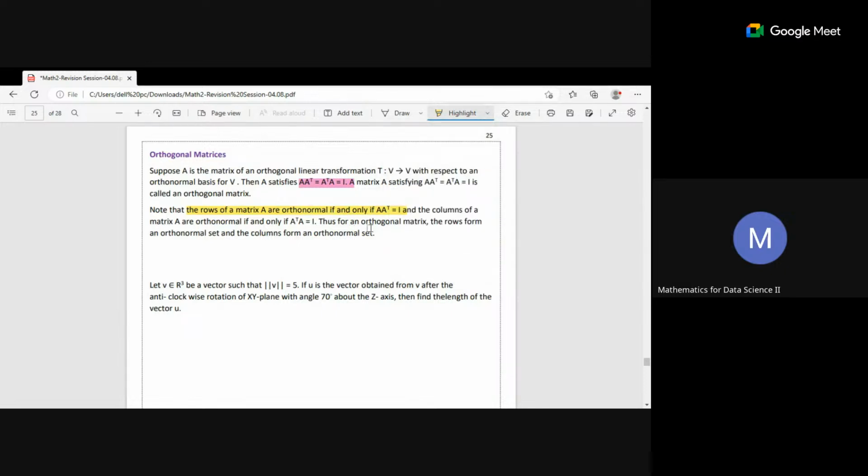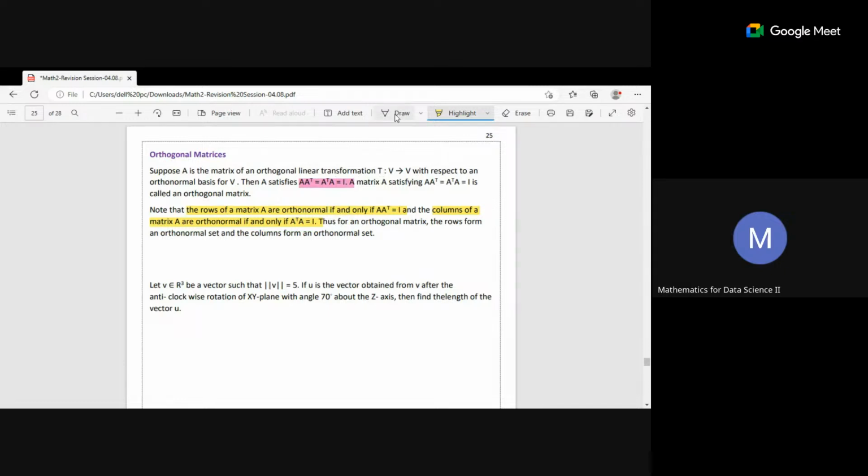In the same way, you know that the columns are orthonormal if A transpose A equal to identity. This is also an if and only if condition. So only when both the rows and columns are orthonormal do you know that it forms an orthogonal matrix, and the corresponding linear transformation is orthogonal.